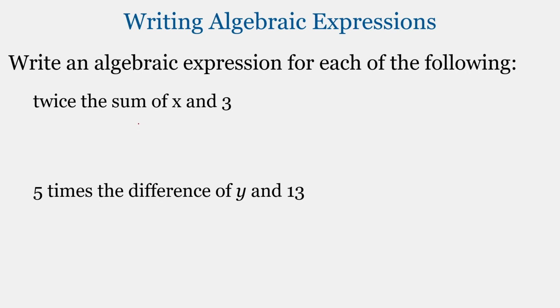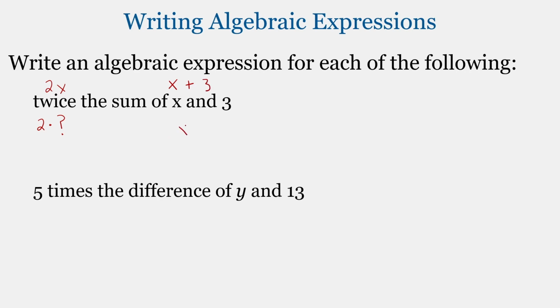Twice the sum of x and 3. So twice is 2 times. So we're going to take something and we're going to multiply it by 2. Well, what is that something? Well, that's the sum of x and 3. So the sum of x and 3, that's addition. So we have x plus 3.